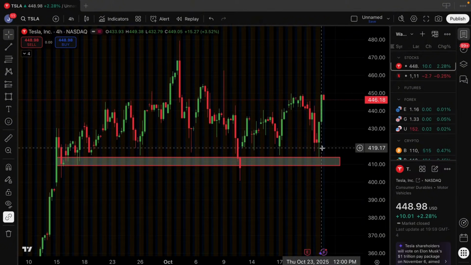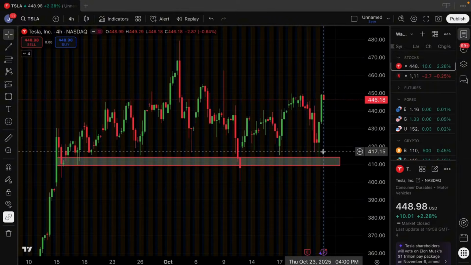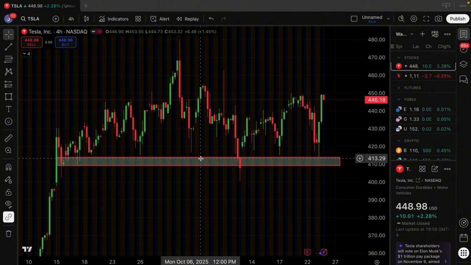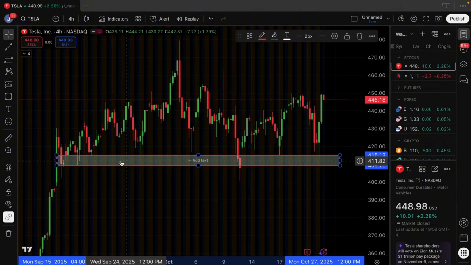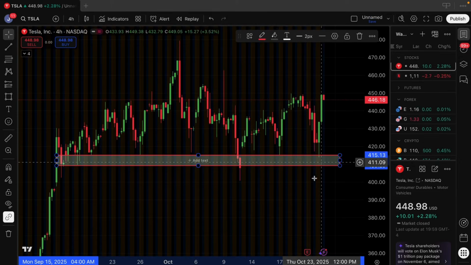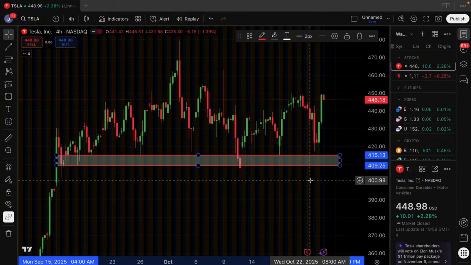This is a heavy area. You notice it wasn't exact numbers. It wasn't exactly 415, 413. We were working with a little bit of a range here, okay? So we can even bring it up a little bit so that we can see the area that we need to watch for us to pull the trigger on our move.